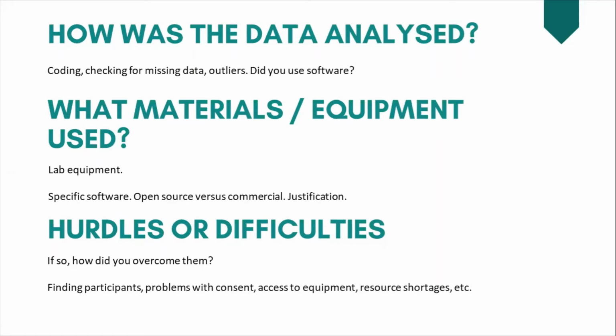Now you're going to move on to a data analysis chapter, but you need to be able to mention a few things. Coding, checking for missing data, outliers. Basically, how did you make sure that you could translate what was there, verify that it was acceptable for your use and complete, and then put into a system, most likely software. So did you use software? Now, there's always going to be an argument here. There are a lot of software options depending upon what you need.